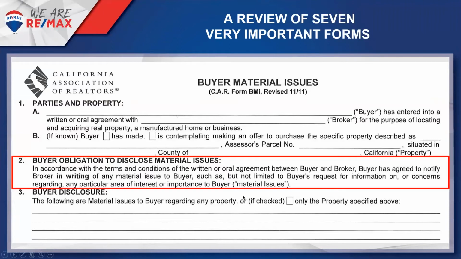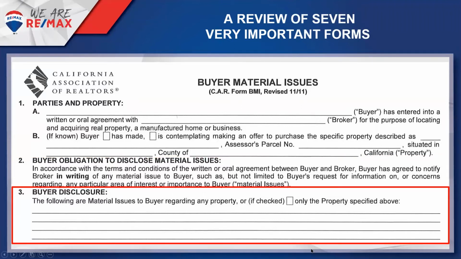Okay, so the next paragraph, the buyer is to disclose anything that the buyer would consider a material issue going into this transaction. All right, now here's where the buyer lists those things. And this form actually has a lot more lines, but I couldn't fit it on my slide. But this is where the buyer would write what their issues were. And it could be either any property or the property specified above. And that's usually what you do because you do the BMI once you've had an offer accepted. Now, on the form, the buyer lists their material issue concerns, not you.